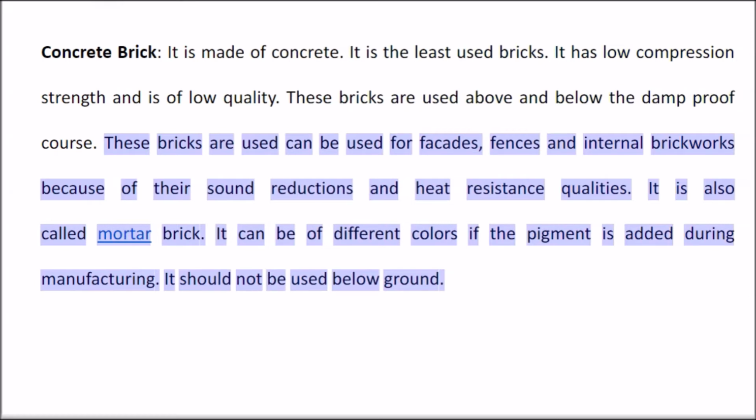It is also called mortar brick. It can be of different colors if pigment is added during manufacturing. It should not be used below ground.